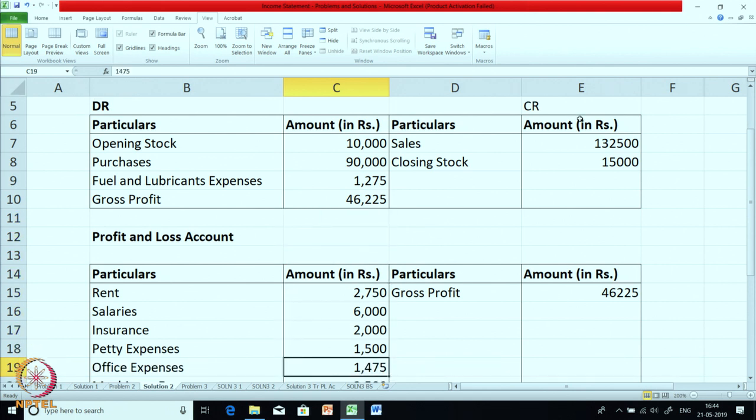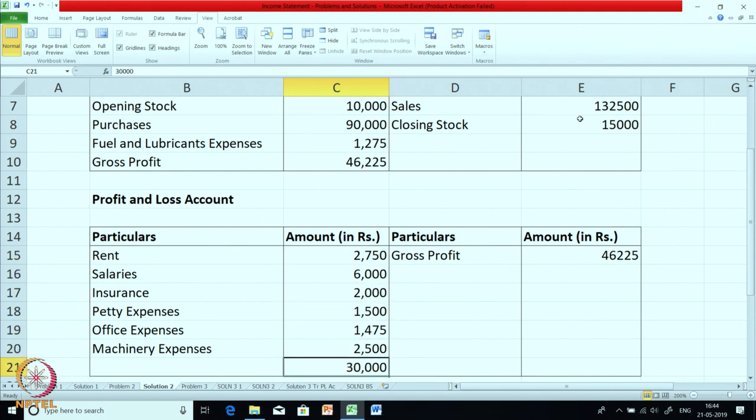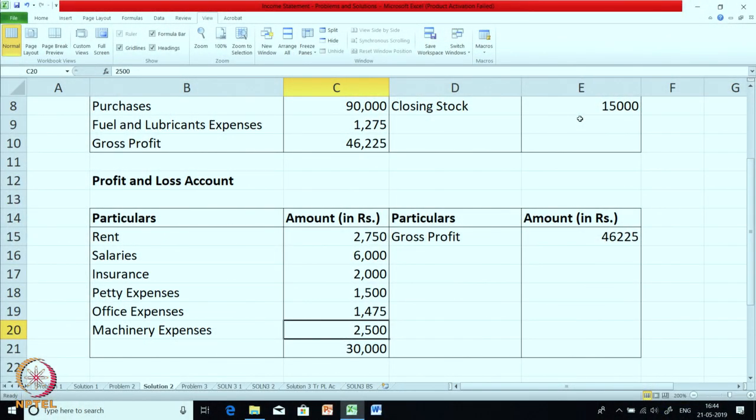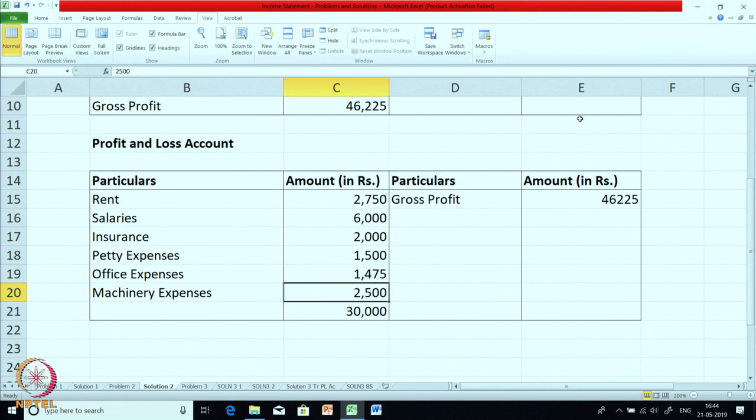whereas those which are of a general nature of expenses like rent etc. are recorded in the P&L account. So, rent, salary, insurance, petty expense, office expense and machinery expenses have been recorded in the P&L. Of course, this classification is not very strict. Some items, for example machinery expenses, if it is in a factory, can be written in the trading account. But we have assumed that this is a small business which is not manufacturing per se. These are more of a maintenance of machinery for day-to-day use. So, we have kept it in the general expense category in the P&L account.